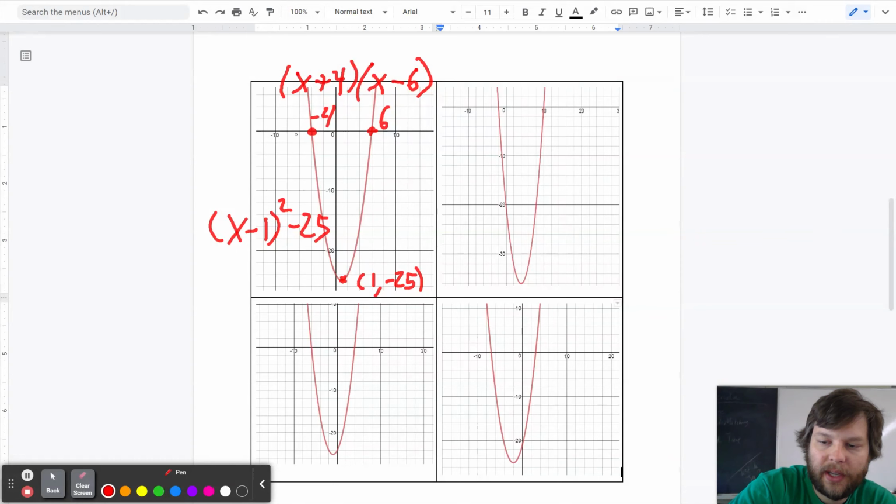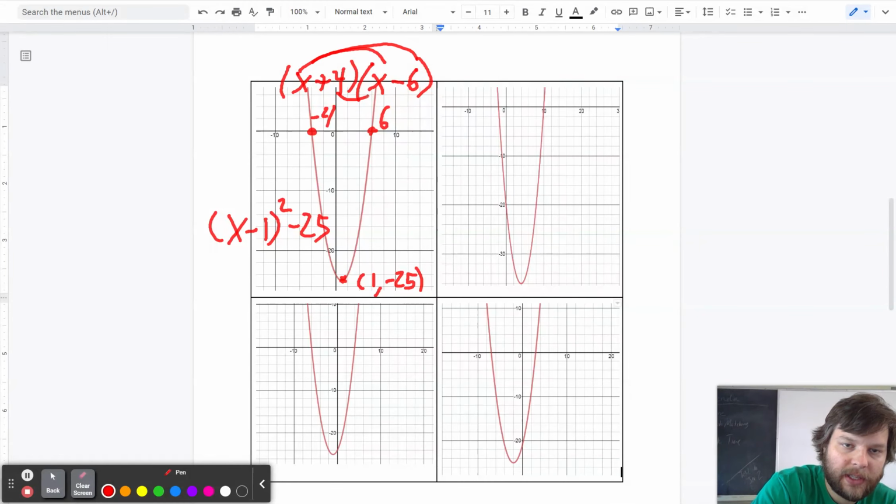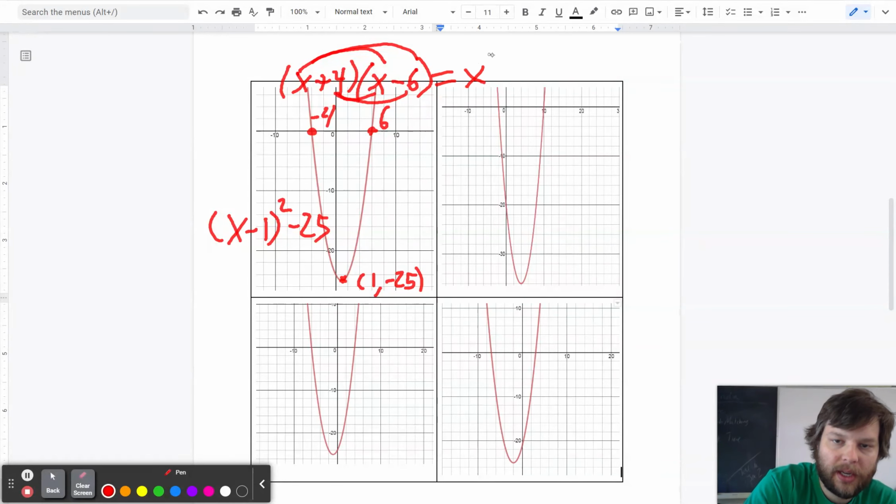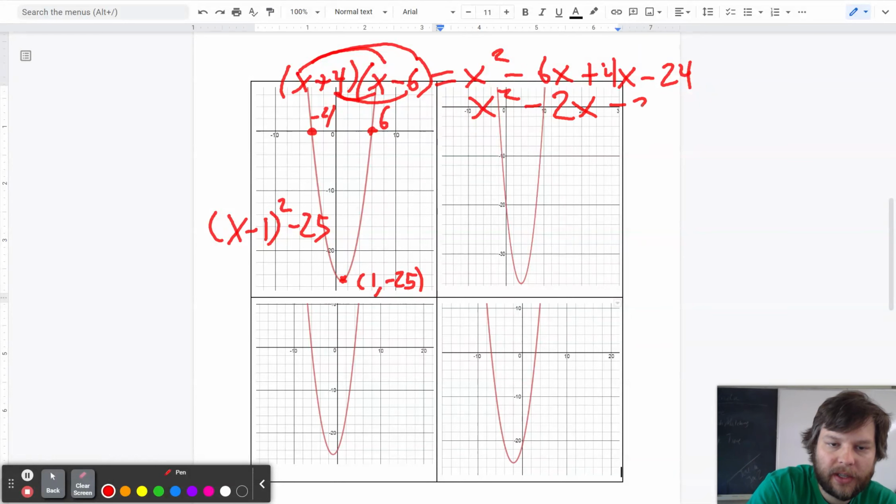And I can get the standard form by multiplying these equations out. And I can do either one of them. So let's multiply out the factored form. X times x, x times -6, 4 times x, 4 times -6. So we get x squared minus 6x plus 4x minus 24. Combine my like terms to get x squared minus 2x minus 24.